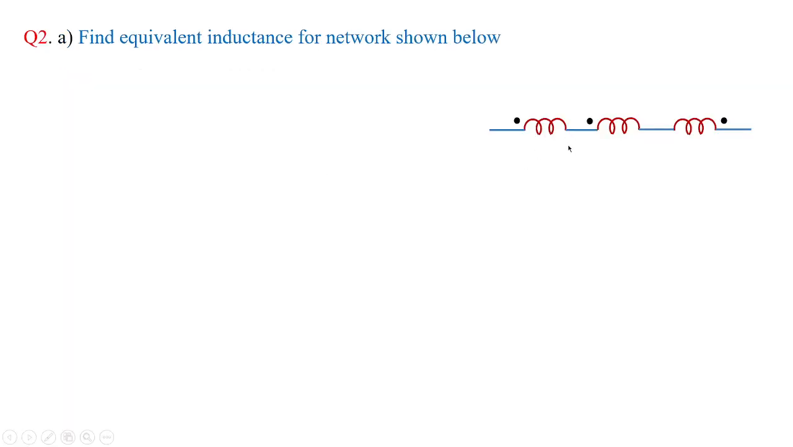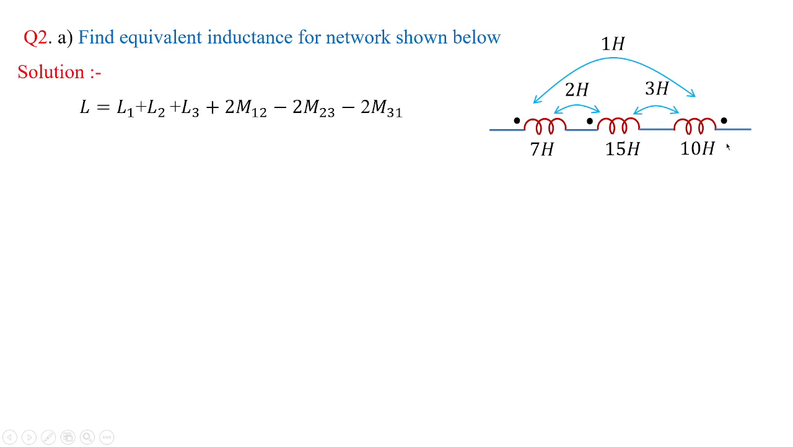Sometimes the arrangement is given in this fashion. We have to find out the equivalent inductance for this circuit, where you have coil 1, coil 2, coil 3, whose values are given as 7, 15, 10 respectively. The mutual inductance between these two is 2 henries, between these two is 3 henries, and between the outer two coils, that is coil 1 and coil 3, there is 1 henry. So find out the total inductance. So total inductance will be L1 plus L2 plus L3. So the same value plus. Now you see here the current is assumed to flow from this direction to this direction.